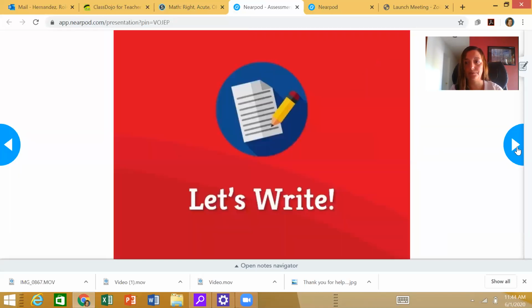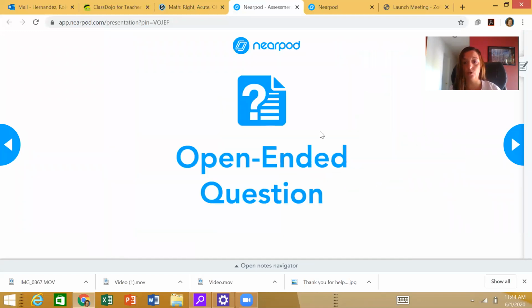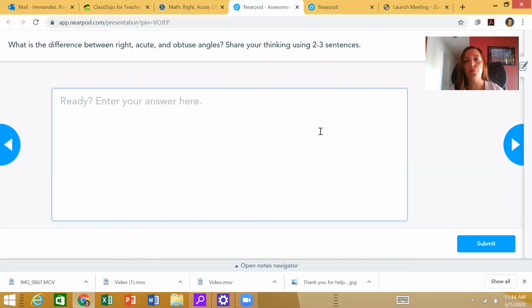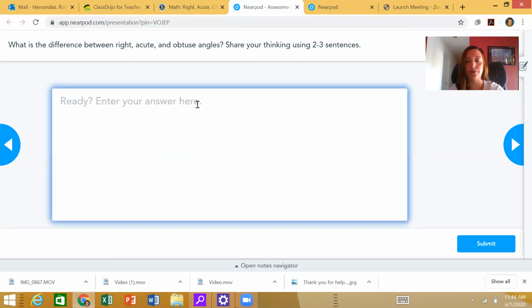Let's write. It's an open-ended question. So it says, what is the difference between right, acute, and obtuse angles? And it says share your thinking in 2 to 3 sentences. So you're going to write about the difference between right, acute, and obtuse angles. But you're going to do it within 2 to 3 sentences telling how they're different. Okay, and then you're going to make sure you click submit so we see your answer.